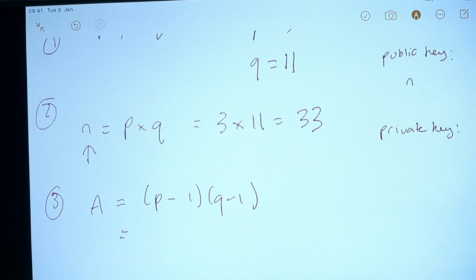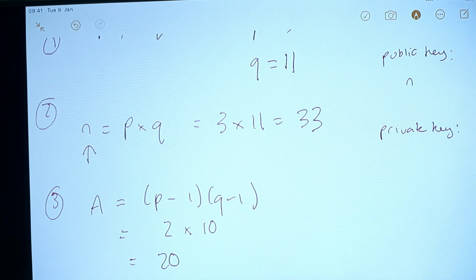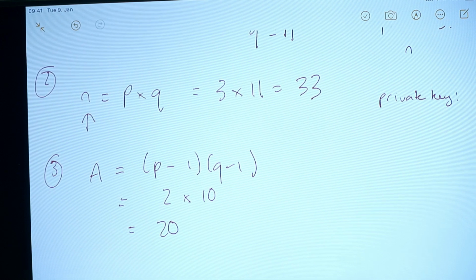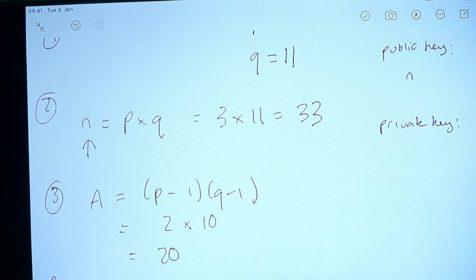So next step is a equal to (p minus 1)(q minus 1). So p minus 1 is 2, q minus 1 is 10. So a is equal to 20. The next step is... What is this? That's kind of like an intermediate. It's neither public or private key.